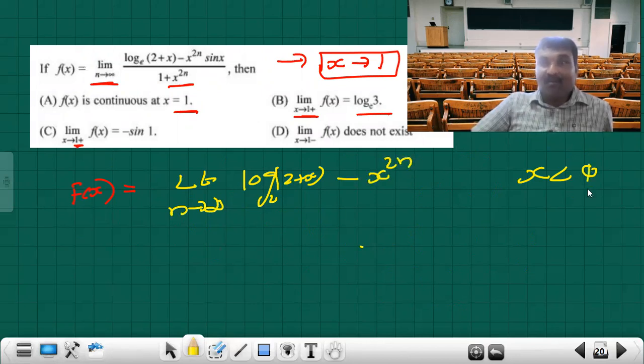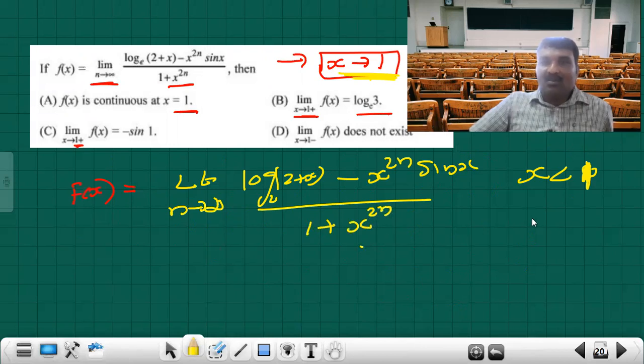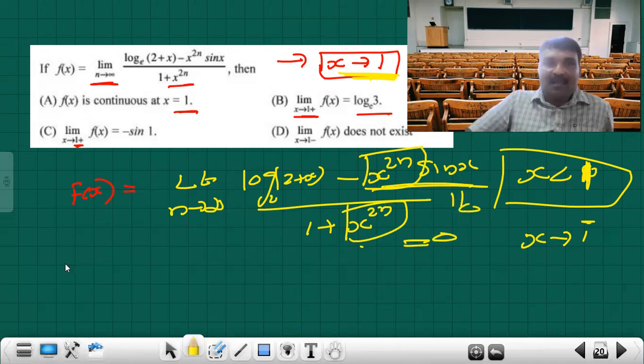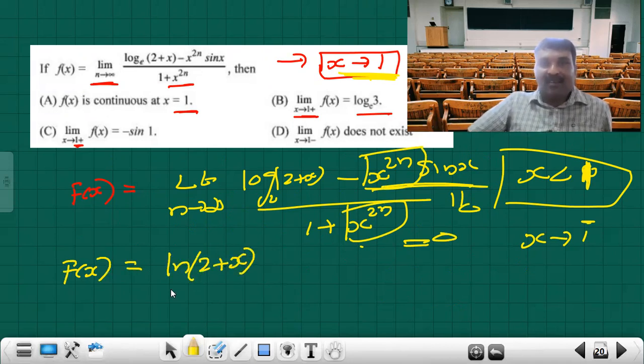That's less than 1, not 0, x less than 1, right? Because we are evaluating the limit with respect to the point x in sin x divided by 1 plus x raised to 2n. So when x is less than 1, or limit x tends to 1 minus, this is 0. This is 0. So this term gets 0. This also equals 0. So our f of x is equal to ln 2 plus x, right? This term is free from n, so we can avoid the limit.